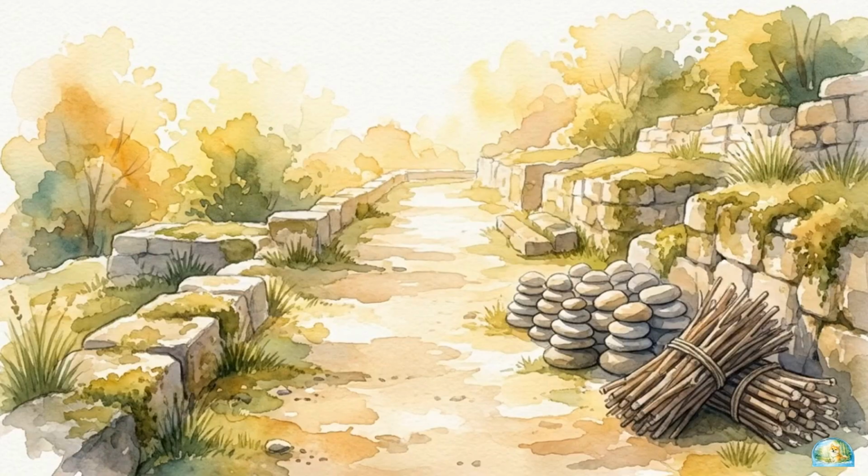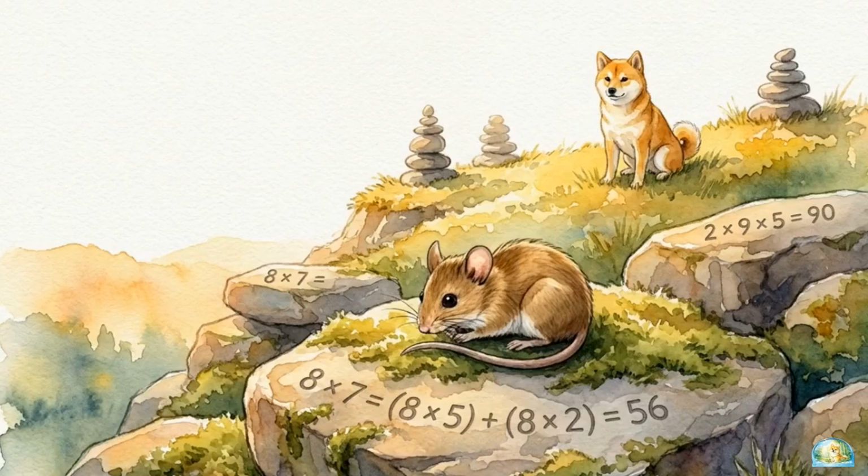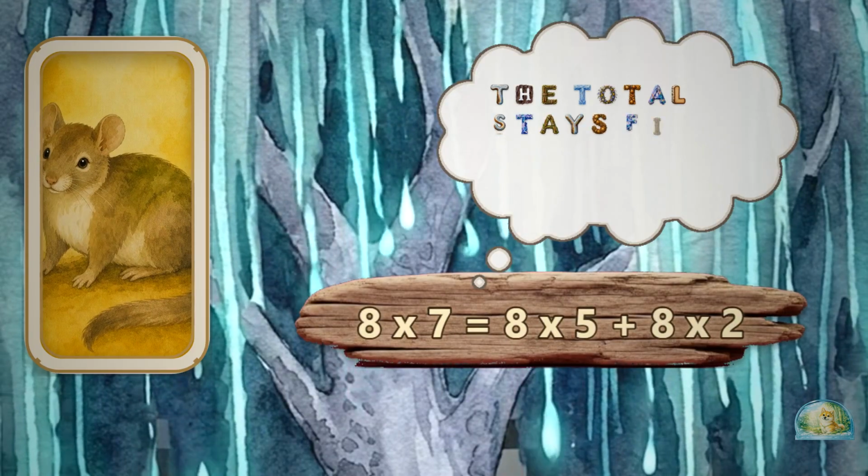Which label in the environment told you the most important mathematical relationship, and how did the animal action prove it? 8 times 5 plus 8 times 2 equals 56.